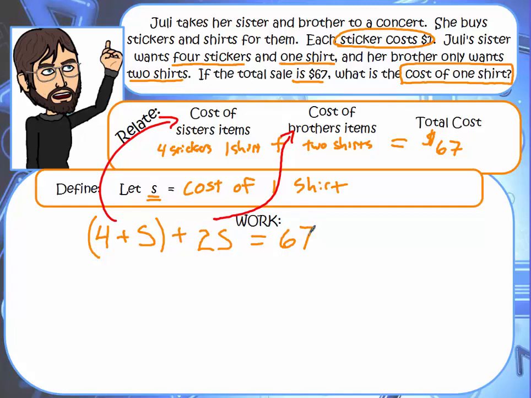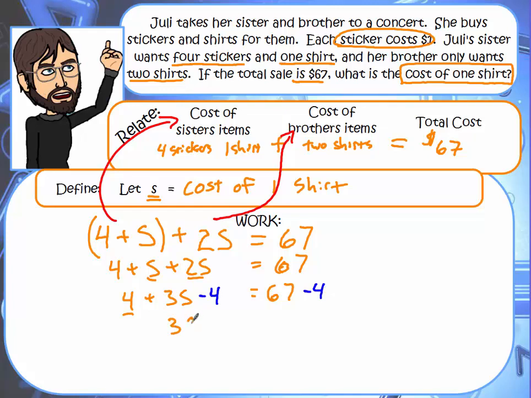So I don't really need these parentheses here anymore. I can just rewrite it. 4 plus S plus 2S equals 67. S plus 2S combining like terms is going to tell me 4 plus 3S equals 67. I'm going to use the additive inverse. I have a positive 4 here, so I'm going to subtract 4 from both sides. Minus 4, minus 4. So a positive 4 and a negative 4 is 0, leaving me with just the 3S. And 67 minus 4 is 63.